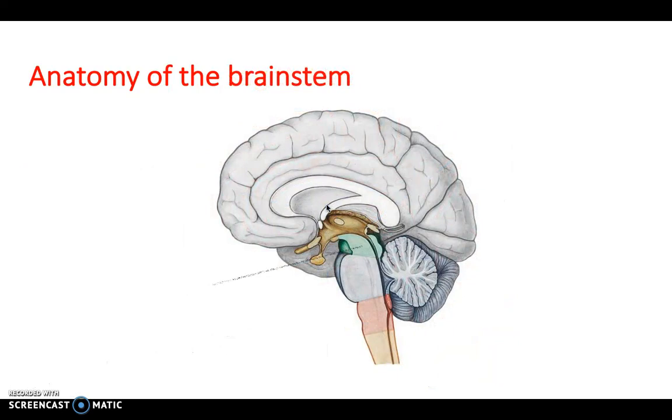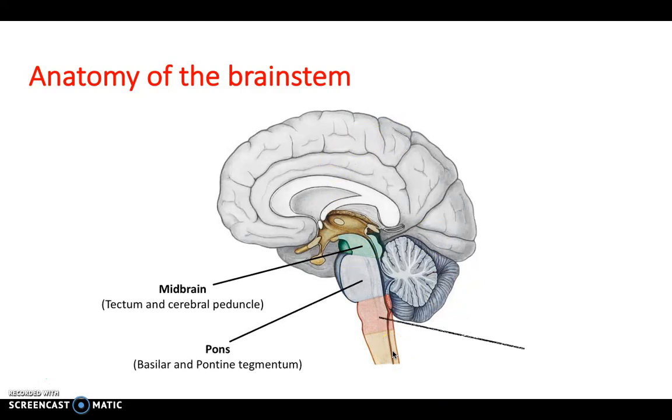Next we have the brainstem. As I've said, the brainstem is this little bit down here, and the brainstem is made up of the midbrain, the pons, and the medulla oblongata.